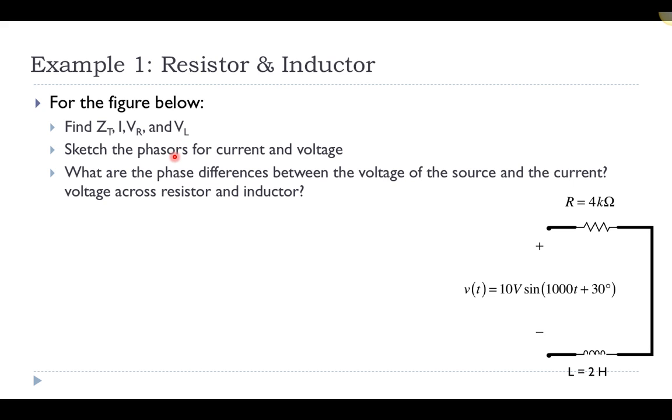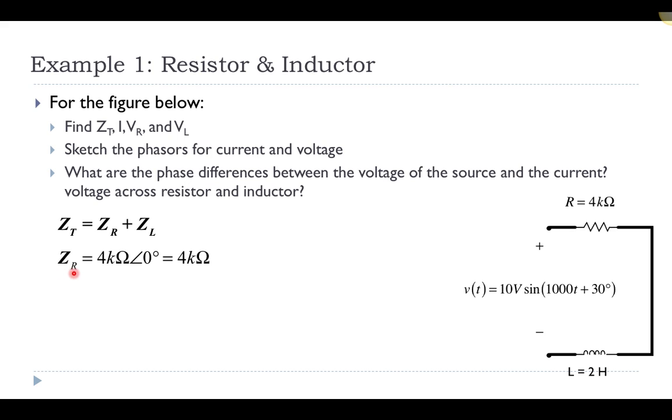And we want to sketch those and figure out what is the phase difference between the voltage source and the current, and maybe also what is the phase difference between the voltage across the resistor and the inductor. So we start off by realizing that the total equivalent impedance in this circuit is just the impedance of the resistor plus the impedance of the inductor. So I need to be able to write down the impedance of each one of these components.